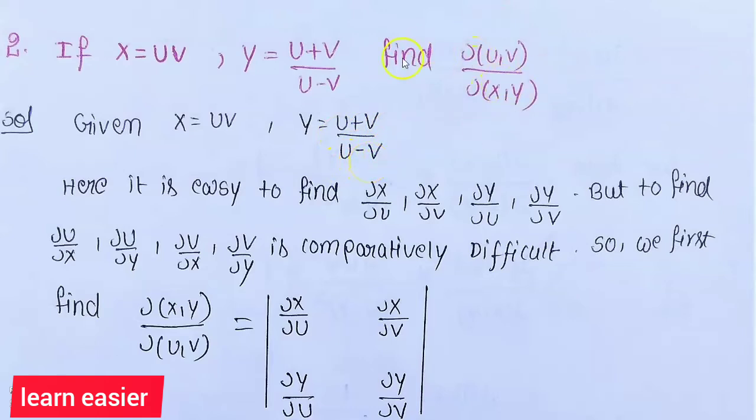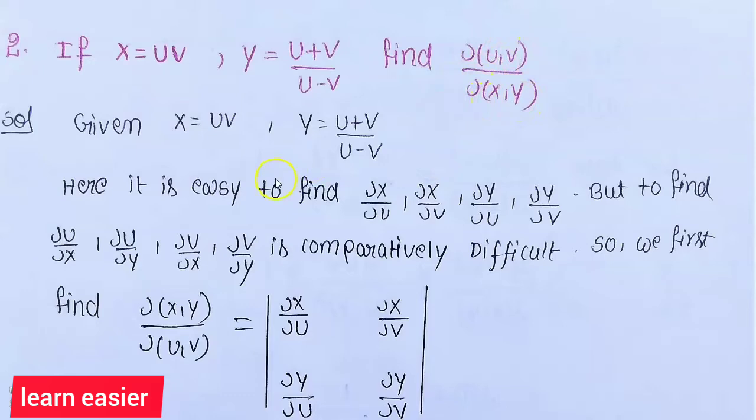You can see here, for finding ∂(u,v)/∂(x,y), we have to find ∂u/∂x, ∂u/∂y, ∂v/∂x and ∂v/∂y, which is very difficult to find because x and y are in terms of u and v. So it is difficult to find these partial derivatives, but it is easier to find ∂x/∂u, ∂x/∂v, ∂y/∂u and ∂y/∂v. So after finding ∂(x,y)/∂(u,v), you have to apply the property J into J dash is equal to 1. Then it is easier to find ∂(u,v)/∂(x,y).